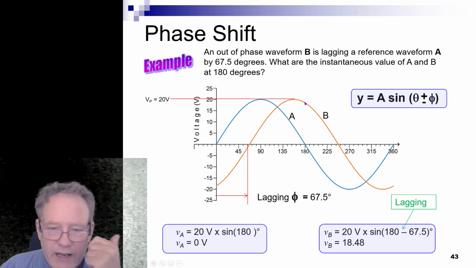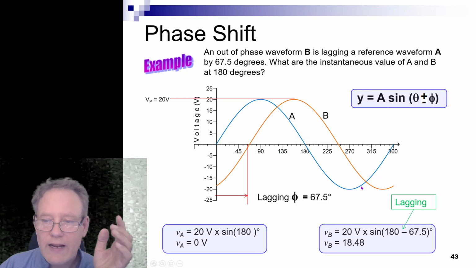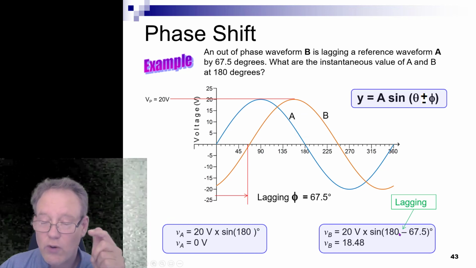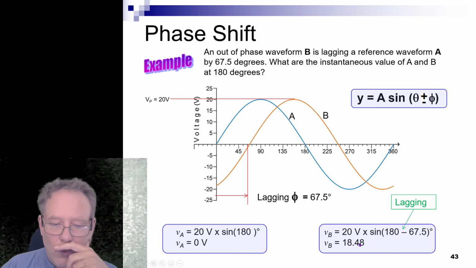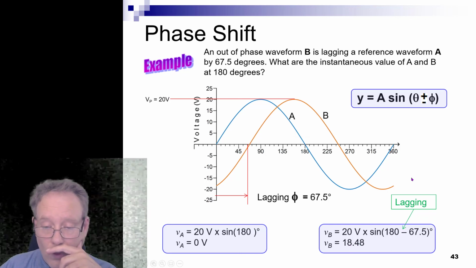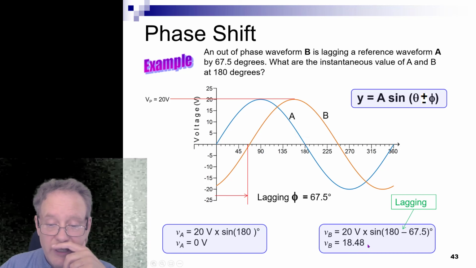I'm just going to guess, and I did. It was like 18 something, whatever. When I did the math, I know that I'm lagging, so I'm going to go negative because it's forward in time. End up with 18.4, 0.84. Okay, good.